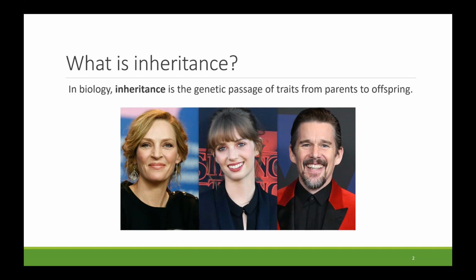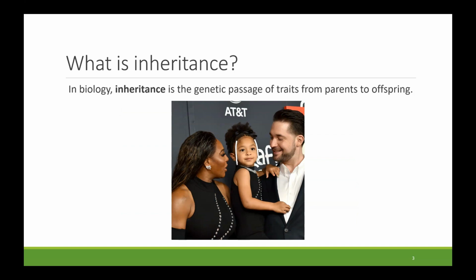And yes, I did use photos of celebrities in this lecture because they may be faces that are more known to us. So these are the actors Uma Thurman and Ethan Hawke and their daughter Maya Hawke, who is also an actor. And here's another example. This is tennis star Serena Williams and her husband and their daughter. And while you can't really see their faces, you can see that their daughter's skin tone is a blend of both of her parents. It's somewhere in the middle of the two shades.